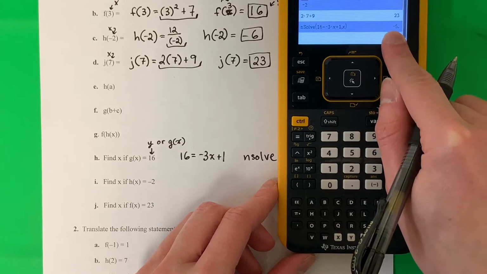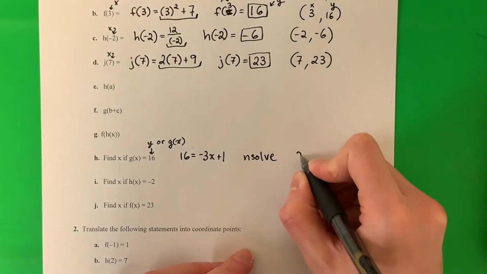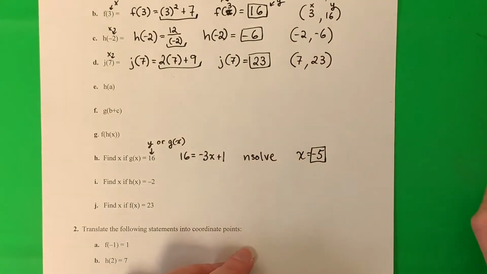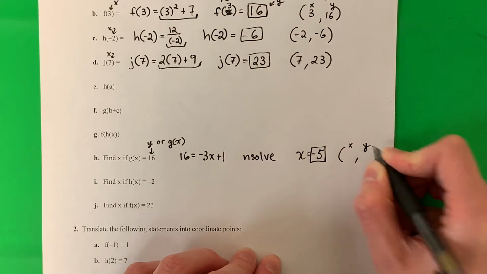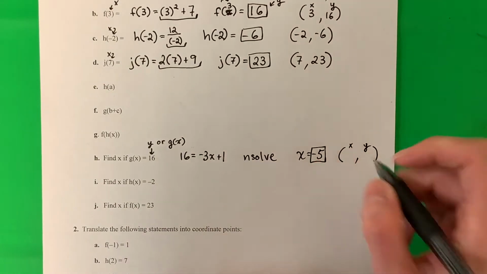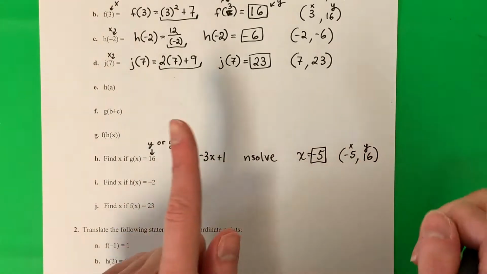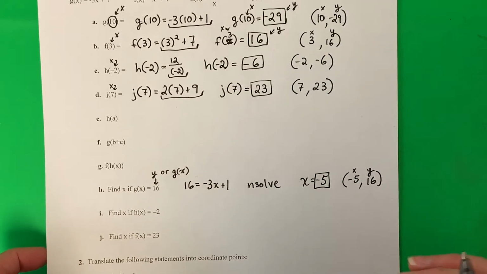Enter. So you get negative 5. And this is x. So I'm going to write x equals negative 5. This is my answer. So how I'm going to do it in parentheses is, remember, this is x, this is y. My x is negative 5. And my y is 16. So they're flipped now. Okay? Let's try the next one.